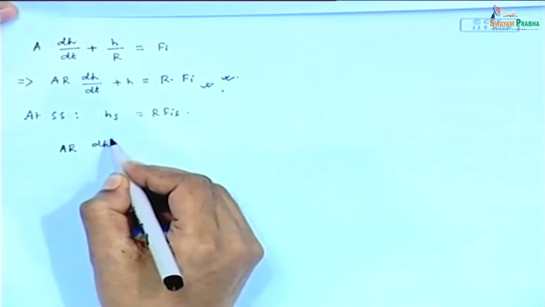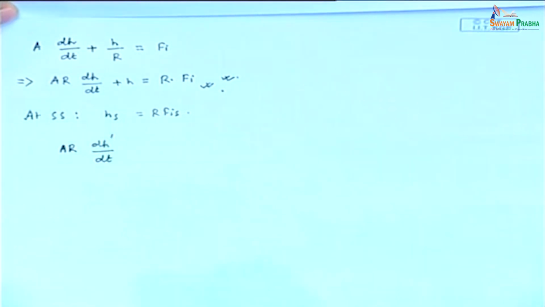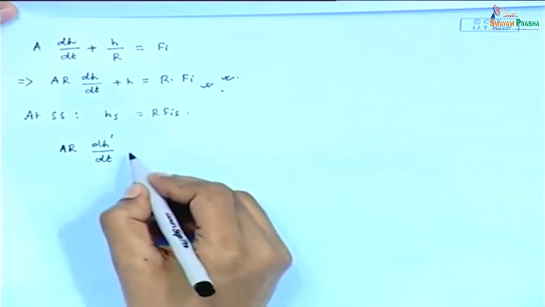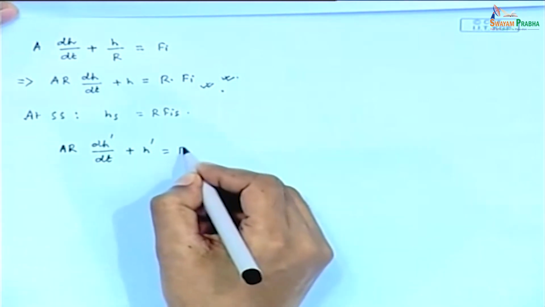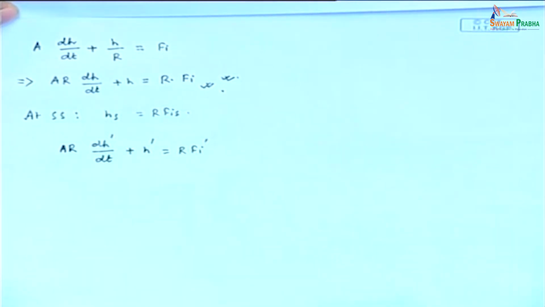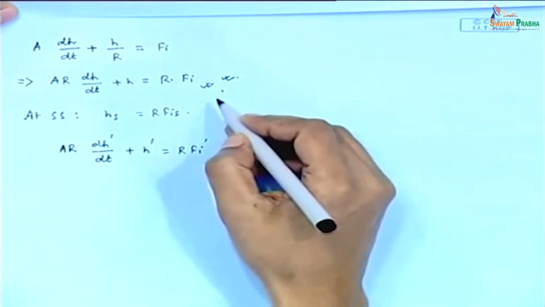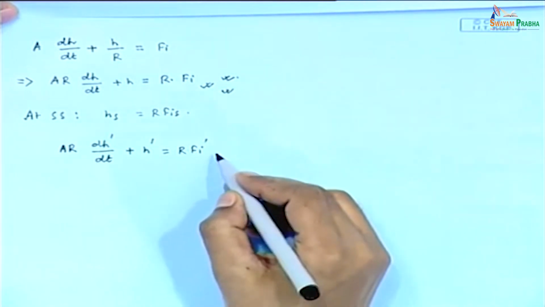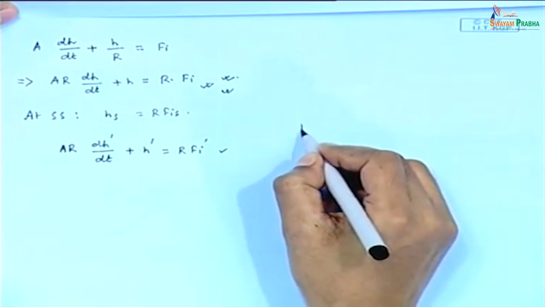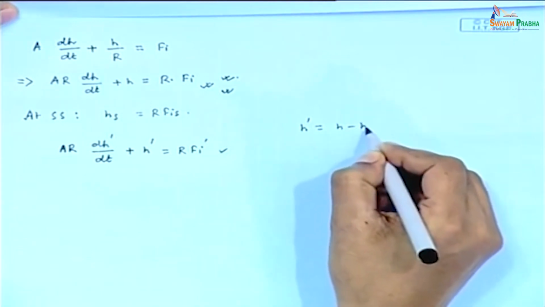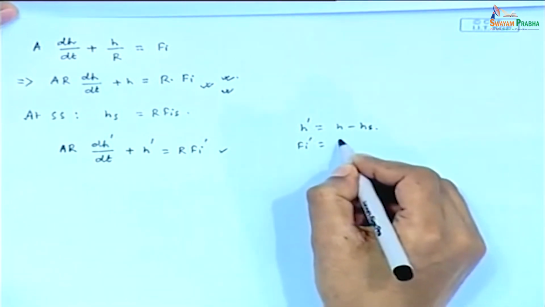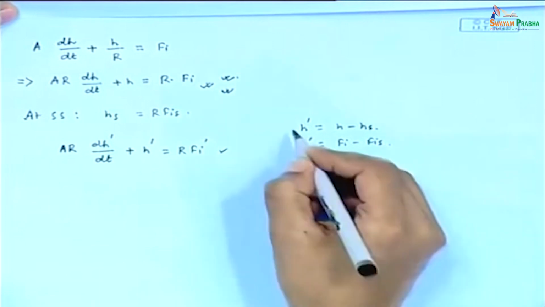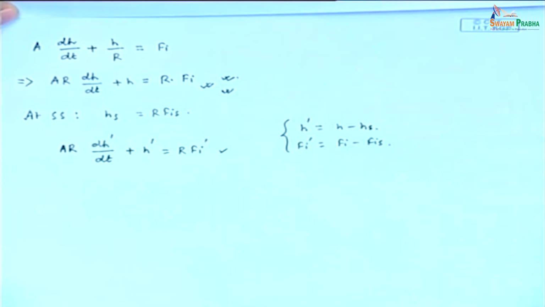the equation in terms of deviation variable, that is AR dH prime/dt plus H prime equal to R Fi prime. Subtracting the steady state model from this original model, we get this form in terms of deviation variables, where H prime equal to H minus Hs and Fi prime is Fi minus Fis. These two deviation variables are involved.